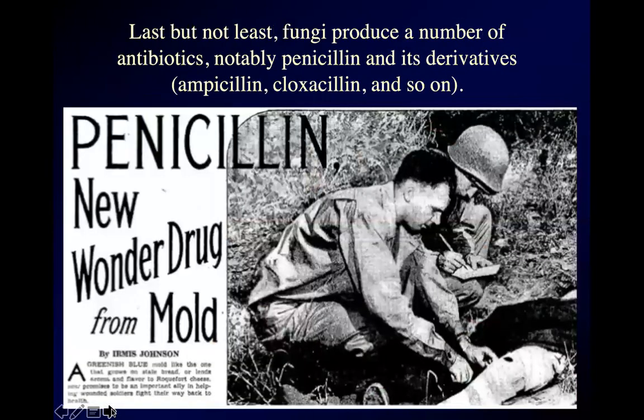And last but not least, fungi produce antibiotics. Not all do, but a fungus called penicillium produces a chemical called penicillin, and from that you can make derivatives like ampicillin, cloxacillin, and things like that. There's lots of them. And penicillin is made by growing these fungi in great big vats and then harvesting the antibiotic and then purifying it and making it ready to administer. So very, very important critters are the fungi.